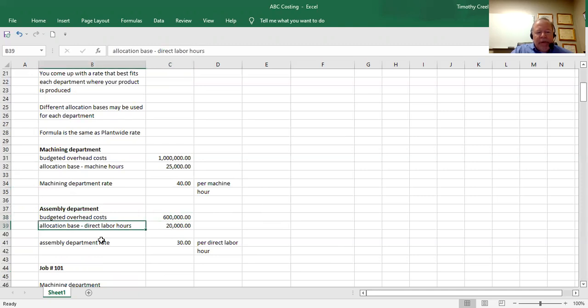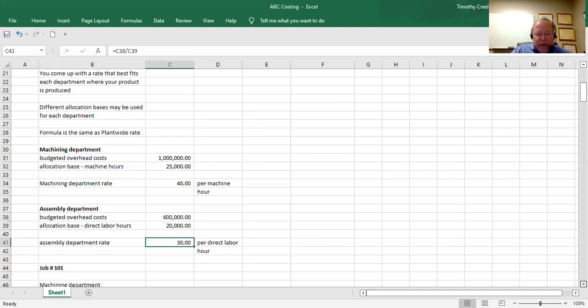And for the assembly department, the allocation base is going to be direct labor hours. And so the assembly department rate would be $30 per direct labor hour. We would just take the 600,000, we'd divide it by the 20,000 direct labor hours, and we'd come up with a rate per direct labor hour.